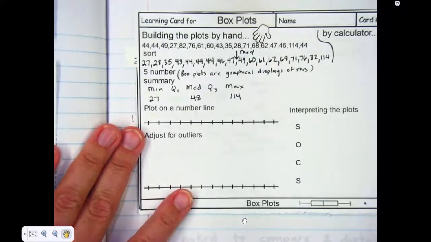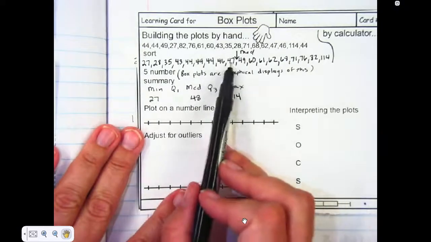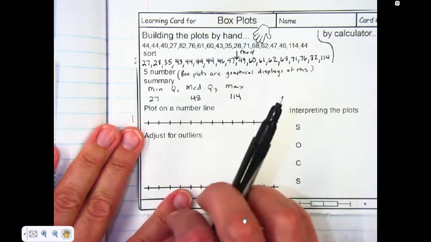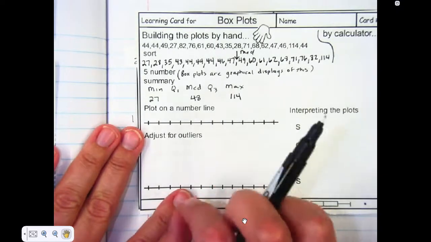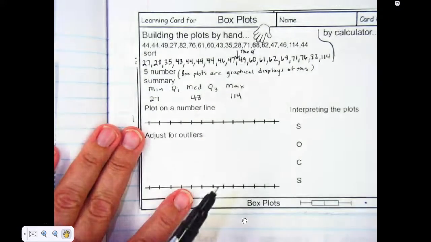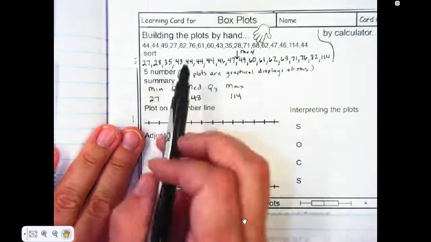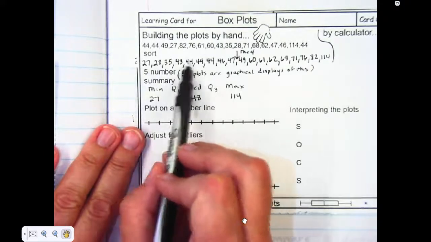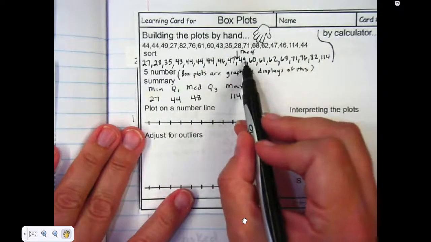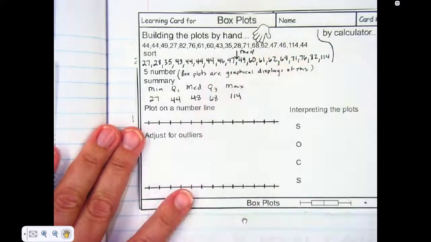So now what I've done is divided my data into two sets. To find my quartiles, I do the median of the lower half for the first quartile and the median of the upper half for the third quartile. There are 9 numbers now in each data set, so smack dab in the middle of 9 numbers would be the 5th number. So 1, 2, 3, 4, 5. My first quartile is 44. I'll do the same thing here. 1, 2, 3, 4, 5. So 68 is going to be my third quartile.